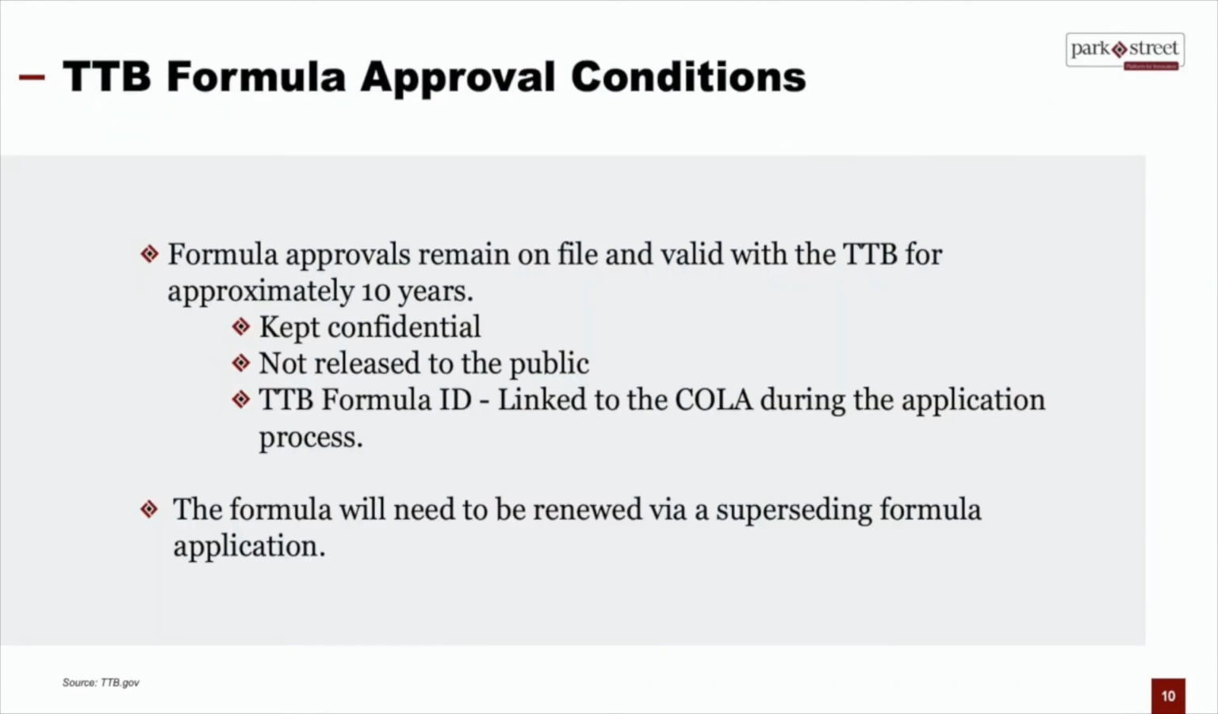Lastly, we'll go over TTB formula approval conditions. Once the formula is approved, it is kept confidential with the TTB and will not be released to the public as it is proprietary. This will remain valid for 10 years. The formula approval will contain 2 ID numbers. One is the submission ID, which remains internal with the TTB and the submitter, and the second one is the TTB formula ID, which is linked on the COLA application.